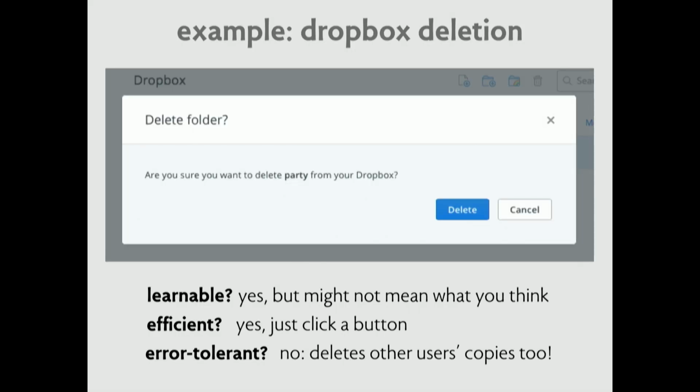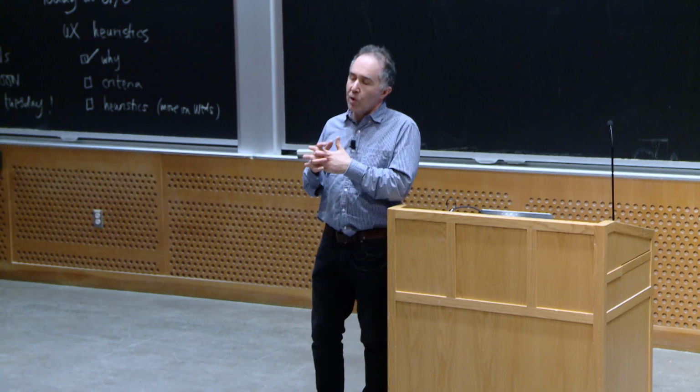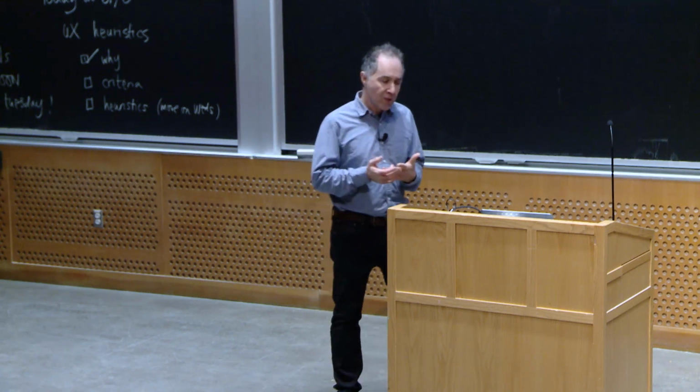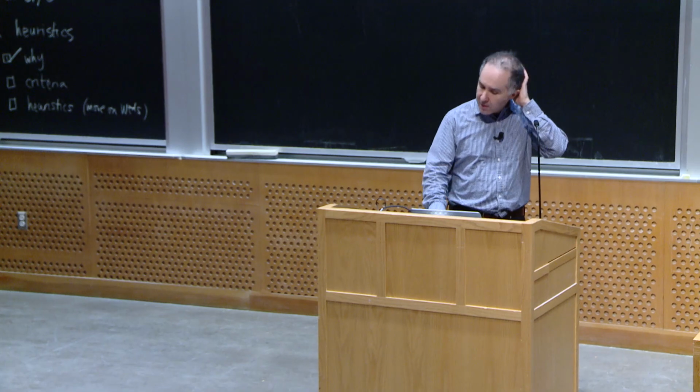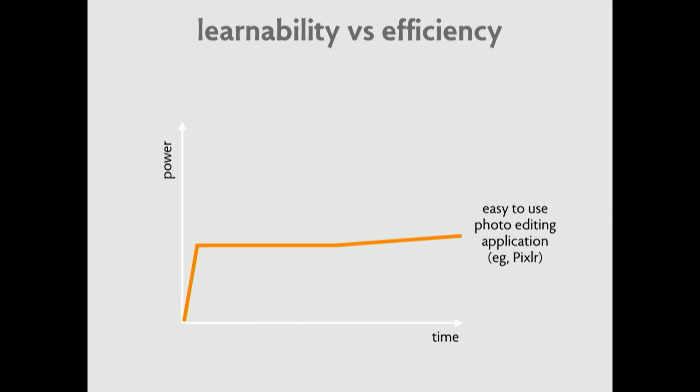Now, one thing that's important to appreciate about these criteria is that they are in conflict with each other. Typically, you can't build a system which maxes out in each of these dimensions. Just to give you one obvious example, think about learnability versus efficiency, right? Typically, the more learnable systems tend to be less efficient. It's possible to try and have expert modes and things like that, but in general, these are in conflict. So imagine you're trying to do photo editing. There are apps like Pixlr and things like that, which are designed to make it super easy.